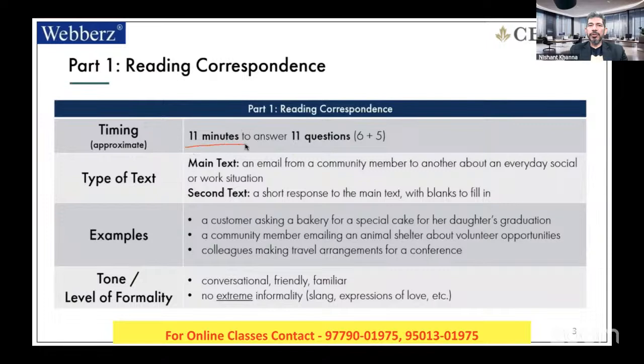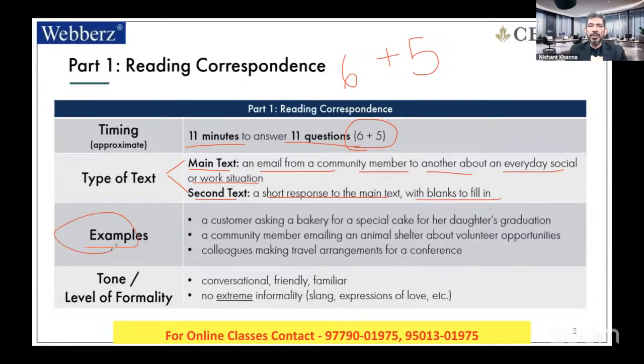11 minutes will be given for you to answer 11 questions, which will be in 2 batches, 6 plus 5. First, there'll be 6 multiple choice questions, and then there'll be 5 questions. There are 2 texts which have to be read. One is the main text, which is an email from a community member to another about an everyday social or work situation. And the second text is a short response to that main text with blanks to fill in.